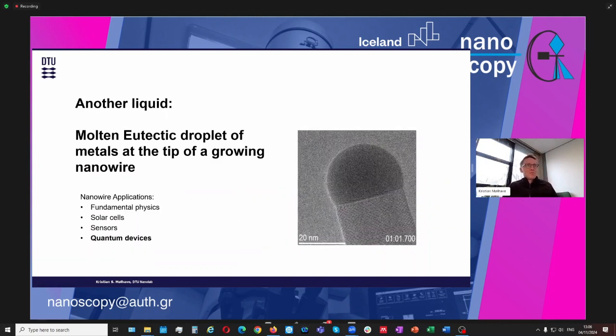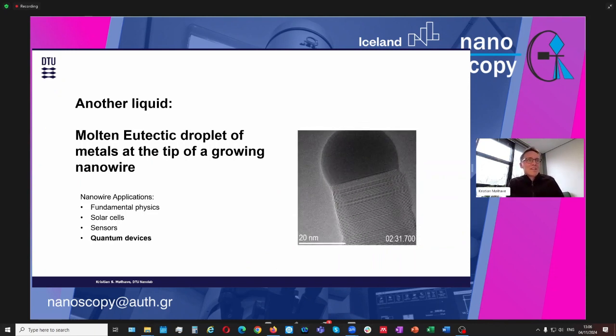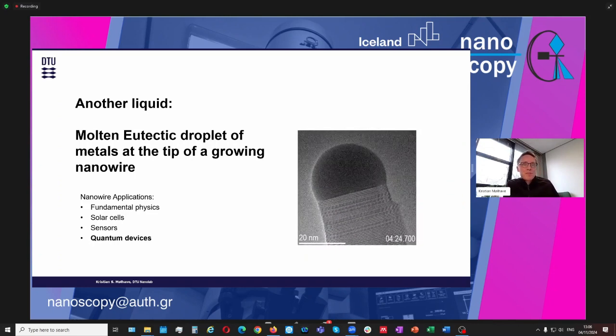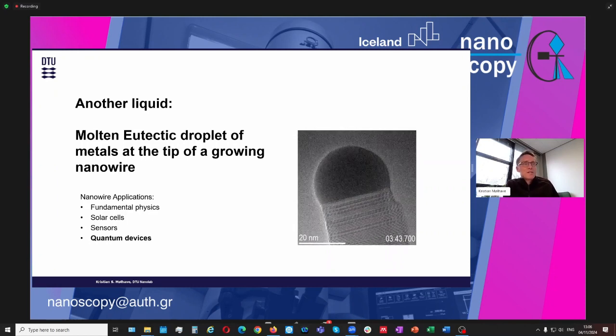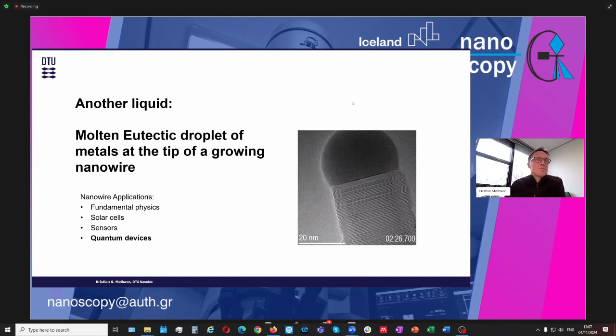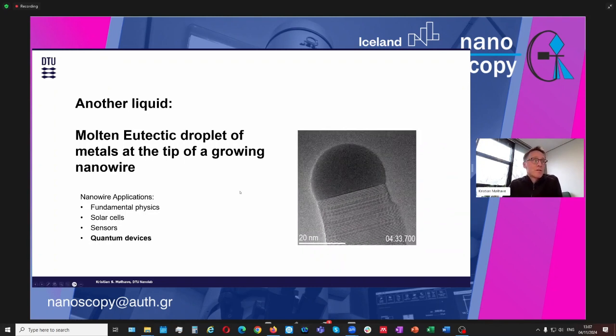And then from that kind of dry state, we'll go to another more exotic liquid that we're working a lot on. For many years, we've been working on droplets of gold and gold silicon and gold gallium that are sitting on tops of nanowires that are growing inside an environmental TEM. So this is a liquid eutectic mixture of two metals, and it's sitting here at the top of a nanowire that's catalytically growing at, say, 500 or 600 degrees.